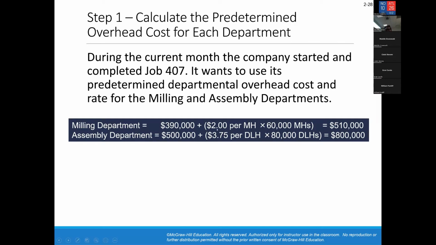So for the milling department, it was $2 per machine hour because I'm basing it on machine hours. So I'm doing the same exact thing. I'm just going to do it twice. So I have 60,000 and then I multiply it, add 390, I come up with 510. Then I have my assembly department that has a fixed cost of 500,000. I'm going to add that to my variable cost and direct labor hours. So I just multiply those together, add 500,000 to it. So I come up with a total of 800,000. So I have my numbers for the milling department and the assembly department, a total of 510 and a total of 800,000.